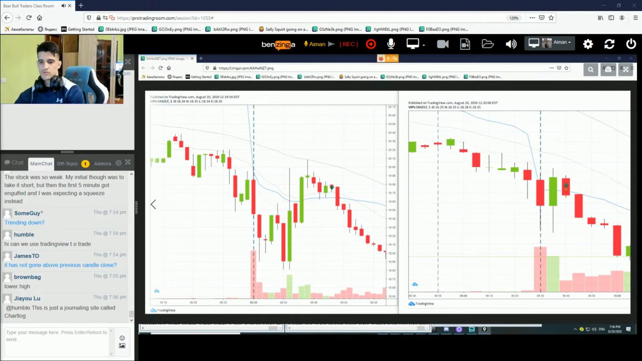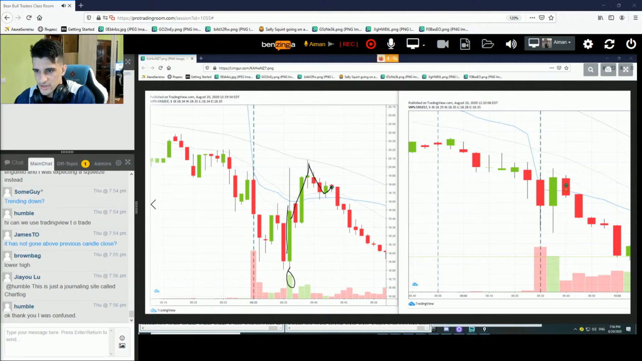I see why Lou took it to the long side. There was an increasing volume down here. It got engulfed, it squeezed above VWAP. Then it came back down. You assume that it will bounce out of VWAP and continue the trend to the upside.